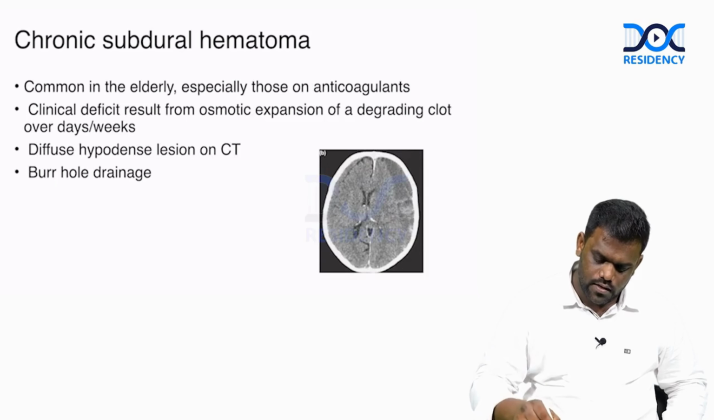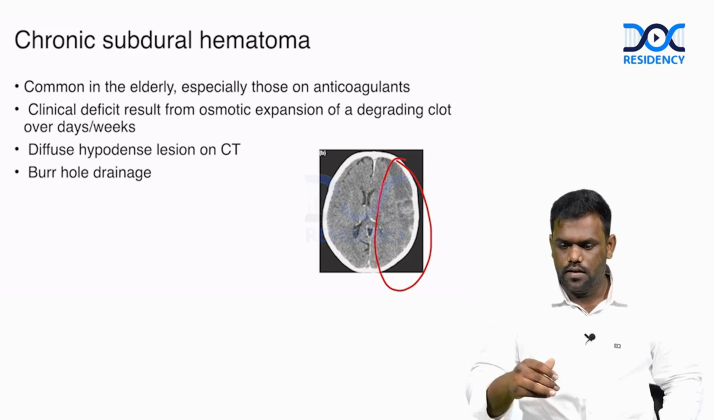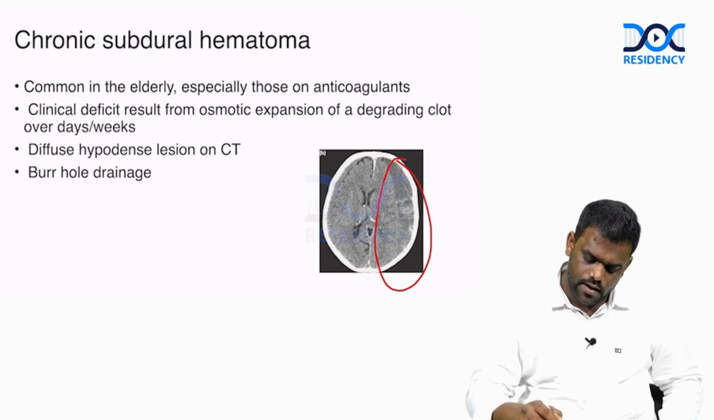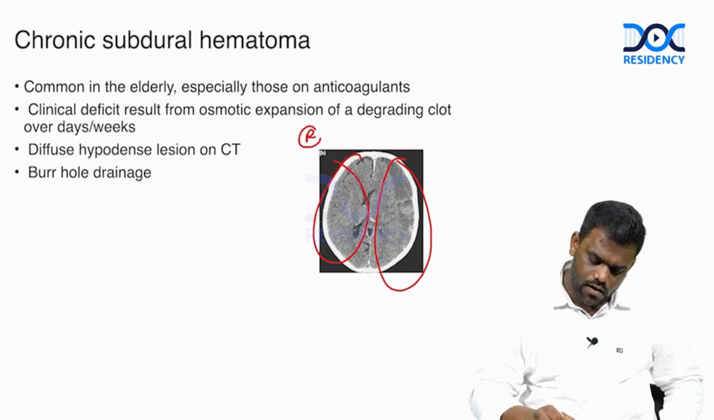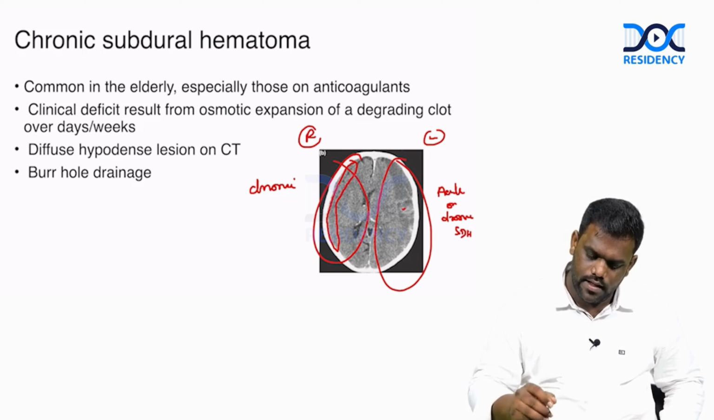So, this is a diffuse hypodense concave convex image which shows a chronic subdural hematoma. This patient is having bilateral chronic subdural hematoma, where the right side is completely chronic, because there is complete hypodensity, whereas on the left side the patient is having some acute component also, a hyperdense lesion. The patient is having acute and chronic SDH on the left side and chronic SDH on the right side.